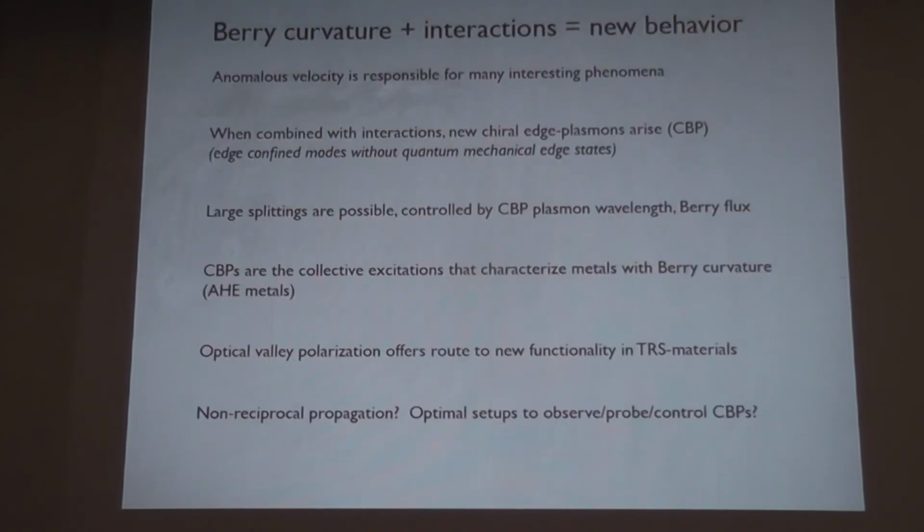So with that, let me leave you with a couple of things. First of all, Berry curvature interactions can give rise to interesting behavior, and when combined with these interactions in metallic type systems, you get these edge-confined modes, even without any quantum mechanical edge states arising from topology. It just comes from Maxwell's equations. So Maxwell could have solved this if he knew about Berry curvature, and he would have found these chiral Berry plasmons as well.